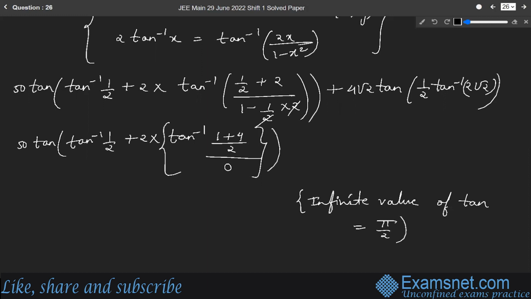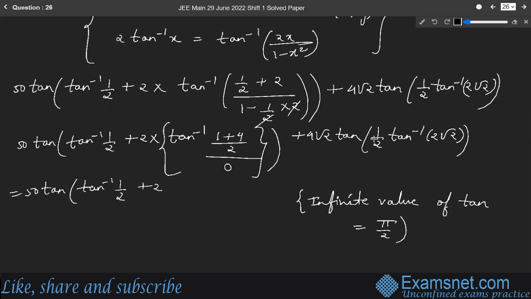And what are the remaining terms? The remaining terms are 4 root 2 tan into 1 by 2 tan inverse 2 root 2. All right. So this becomes 50 tan into tan inverse 1 by 2 plus 2 into, we know that this value will be equal to pi by 2. All right. Plus 4 root 2 into tan into 1 by 2 tan inverse 2 root 2. All right.